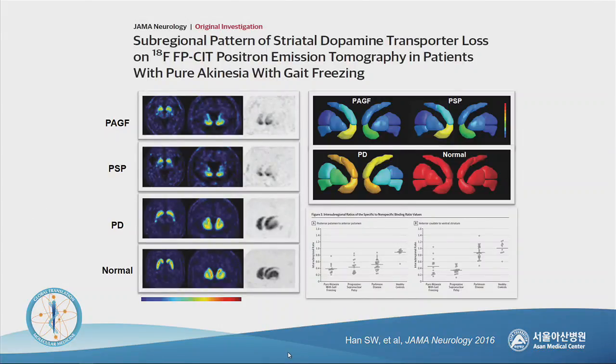Let me show another case of atypical Parkinsonism, that is pure akinesia with gait freezing. PAGF is currently considered as a phenotypic variant of PSP. We evaluated the FP-CIT uptake pattern of PAGF and compared it with those of PSP and PD. As you can see, the striatal uptake is very similar to PSP, not Parkinson's disease. In contrast to Parkinson's disease, the caudate uptake is severely decreased. We think that this characteristic FP-CIT finding supports that PAGF is a phenotypic variant of PSP.